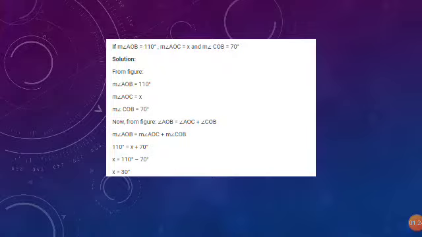110 degrees equals X plus 70 degrees. X equals 110 degrees minus 70 degrees. We get the value 40 degrees. Sorry, X equals 40 degrees.